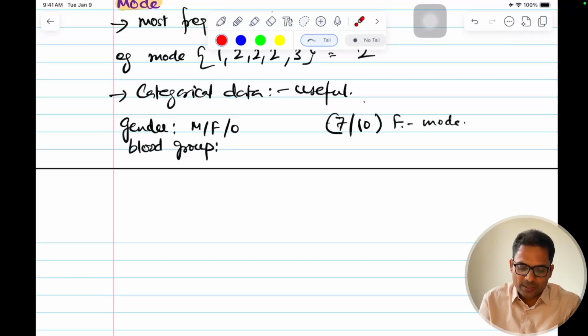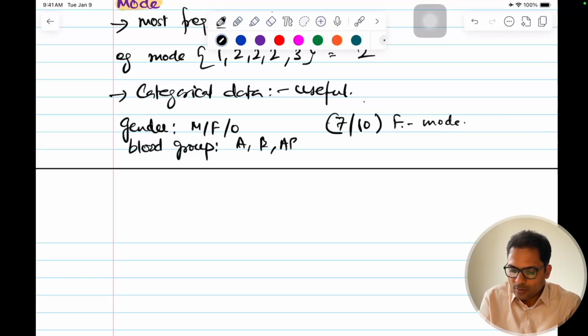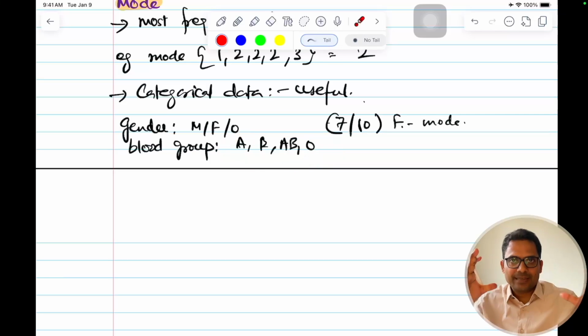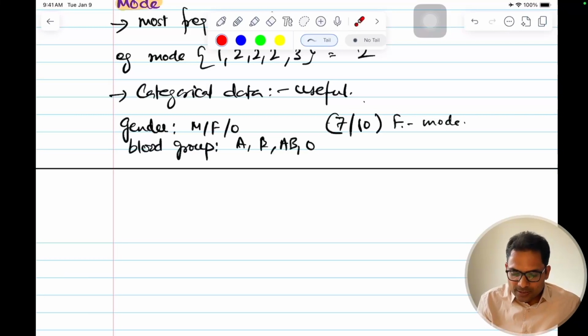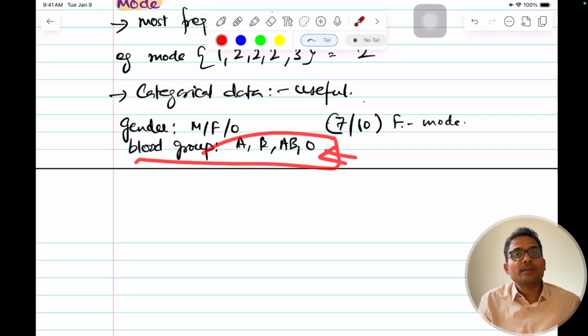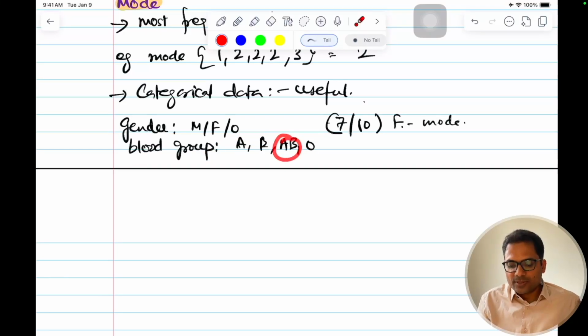Similarly, there are different blood groups, A, B, O, like that, both positive, negative, etc. From these samples, if I take a sample of people and ask which is the representative blood group, in such categorical data this is very helpful. The most frequent blood group will be the representative or central tendency of that sample. I hope this is clear.